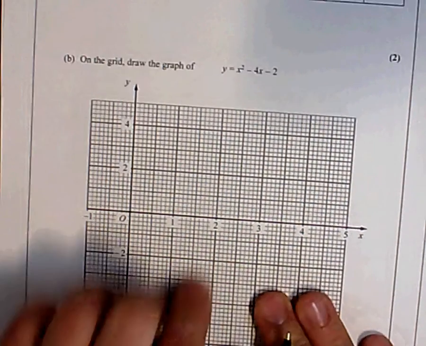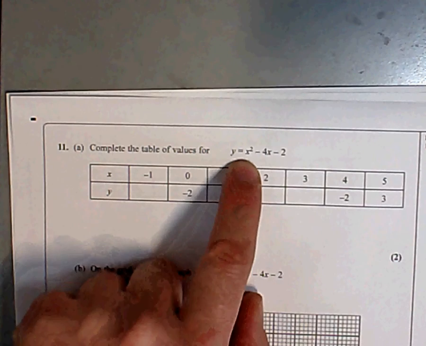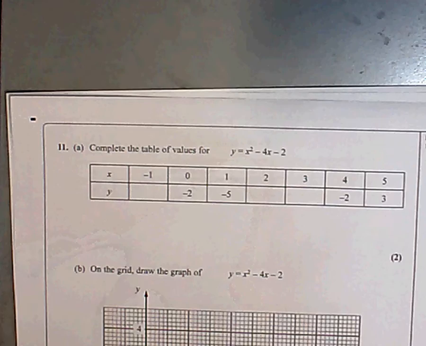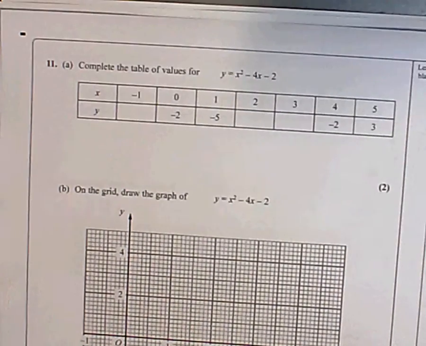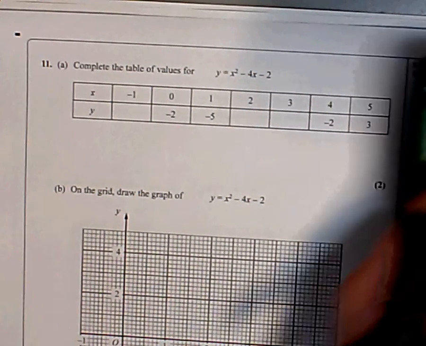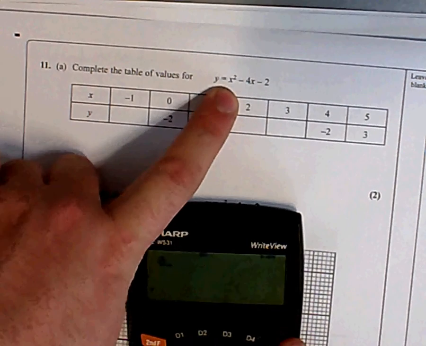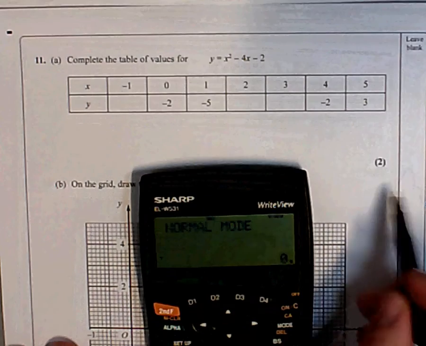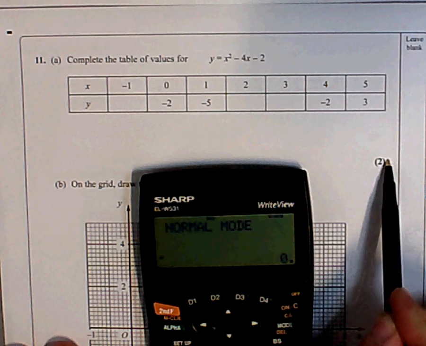Okay, happy quaddy, because there is no minus in front of x squared, so it should look like a smiley face. You're going to use your calculator to substitute the values of x into this. Okay, it's the most effective way. It's only 2 marks, so you only allocate 2 minutes to this.